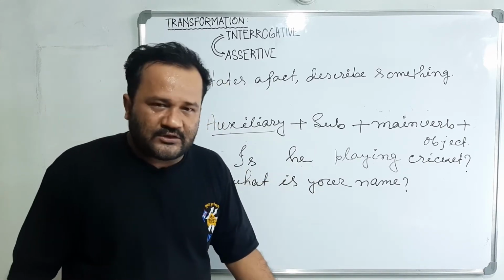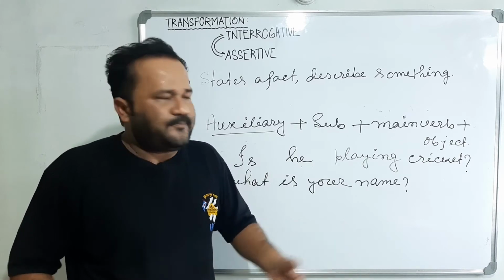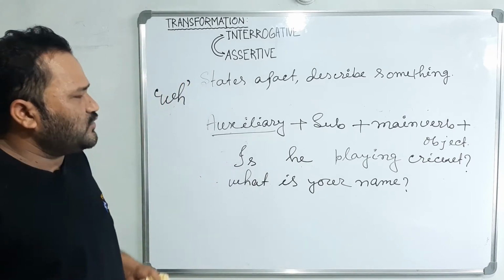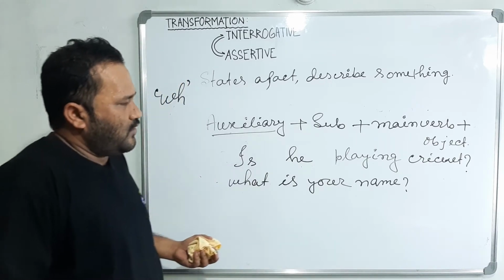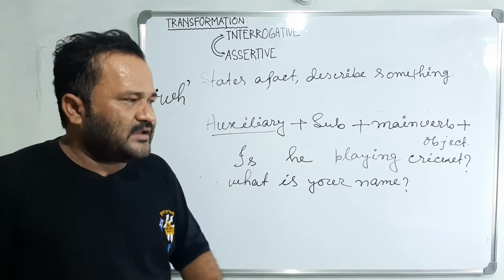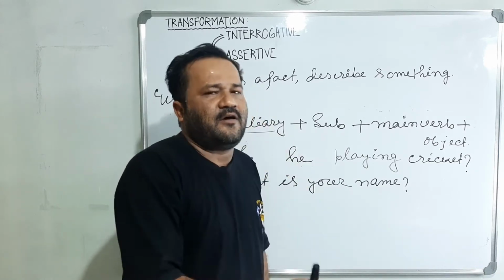My name is Shirsendu. Your name is something. Okay. What do you do? What is your father? You have to give the full information.